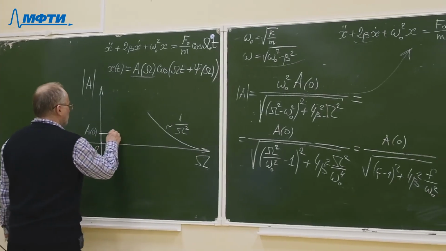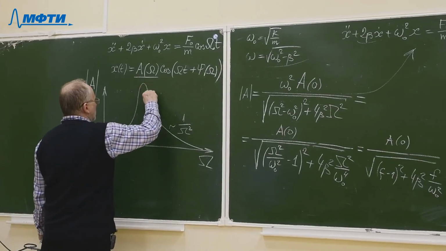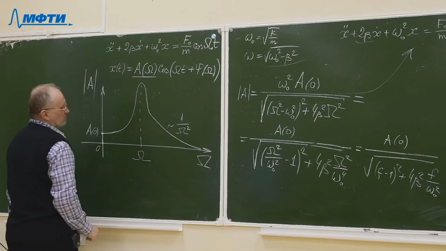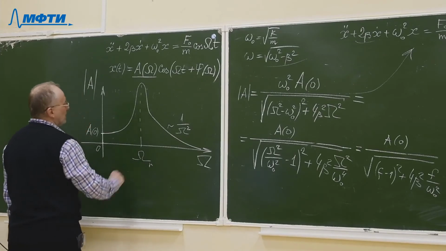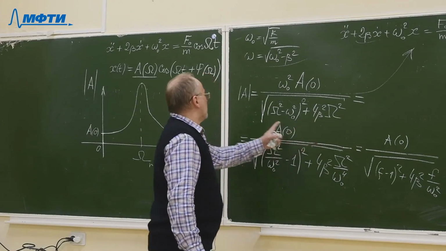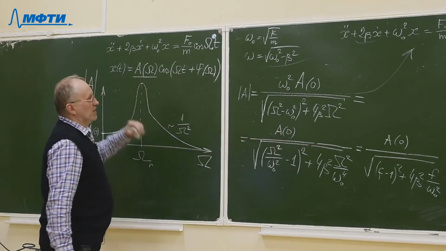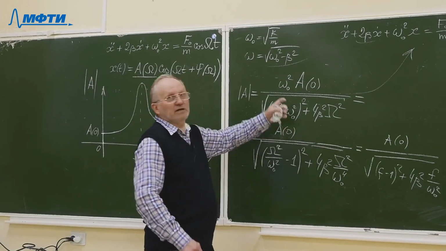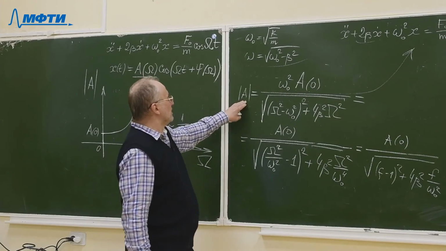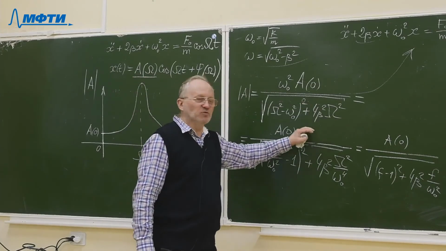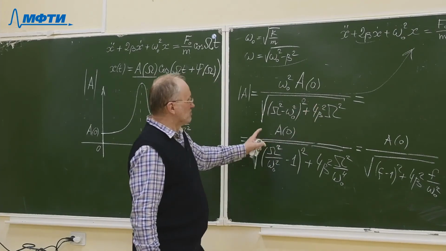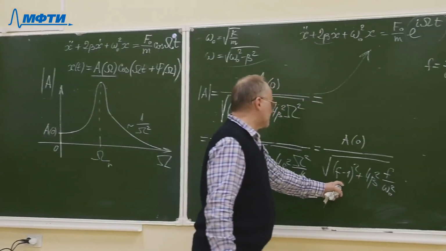So somewhere in between, there must be a peak at some external frequency, which I will call the resonant frequency. How can I find the resonant frequency if I have this formula? How can I find the maximum? I have to differentiate it with respect to omega and equate it to 0. But if this function is maximum, then its denominator is minimum. So I may differentiate just the denominator. I don't have to differentiate the square root.